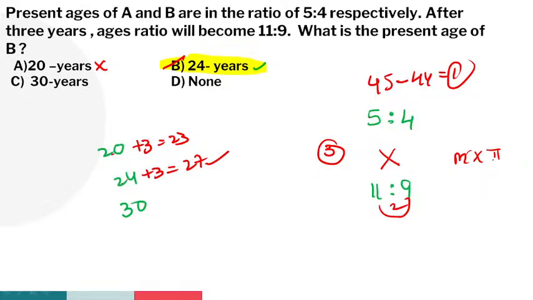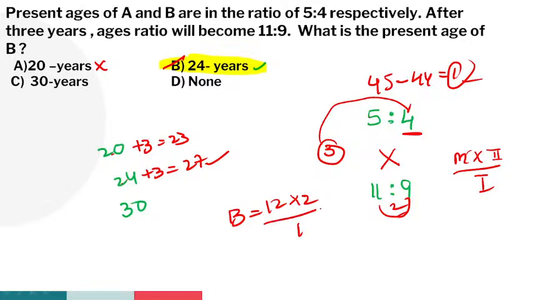Multiplication into step 2 difference by step 1 difference. We have to find out the percentage of B. Present B is how many parts? 4 parts. After how many years? 3 years. 3 4s are 12 into step 2 difference is how much? 2. By step 1 difference is how much? 1. Next, 12 twos are 24. That's why option B is the right answer. Very good. Excellent.